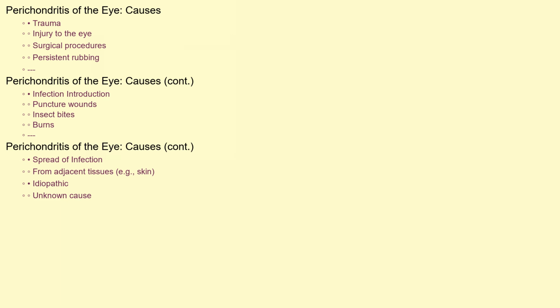Let's get started. So, what exactly causes perichondritis of the eye? The most frequent culprit is trauma. This could be from an injury to the eye, a surgical procedure involving the eyelids or surrounding tissues, or even something as seemingly minor as persistent rubbing.